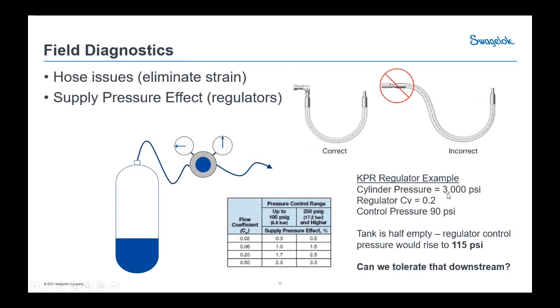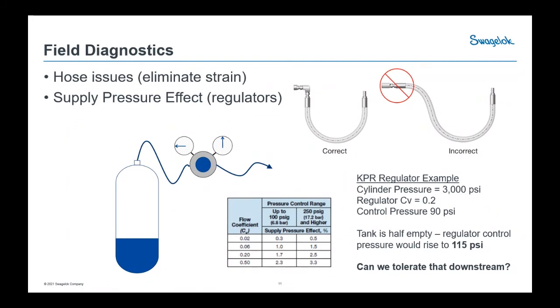So you start with your 3000 psi, that's the cylinder pressure. Your regulator Cv is 0.2. And the control pressure you want to get out of your regulator is 90 psi. So you're going to take a look at your 0.2, come down to here, go across, and that's going to result in a 1.7 supply pressure effect increase, which would result in a 115 psi outlet pressure from your regulator. And it's important to consider, can your system withstand that? If you have a pressure requirement downstream that is expecting 90 psi and can't handle that 25 psi increase, then it's something important to consider.